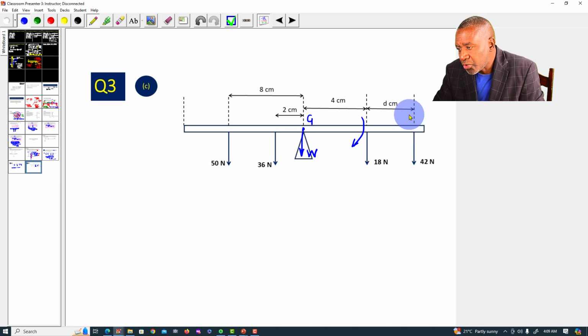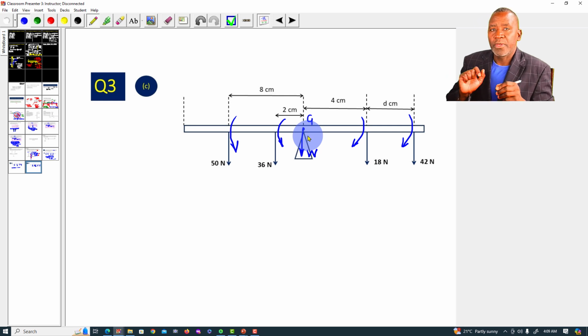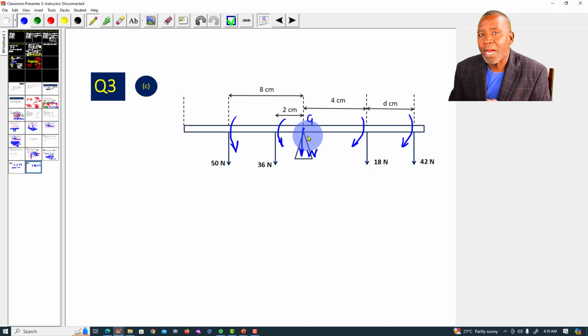The moment due to F2 about this point is also clockwise, so there are 2 clockwise moments. How about the 36 Newton force? The 36 Newton force tends to turn the system anti-clockwise about this point, and so does the 50 Newton force. It tends to turn that system anti-clockwise about the same point. Now, the other point to emphasize here is that distances are always measured from the same point.